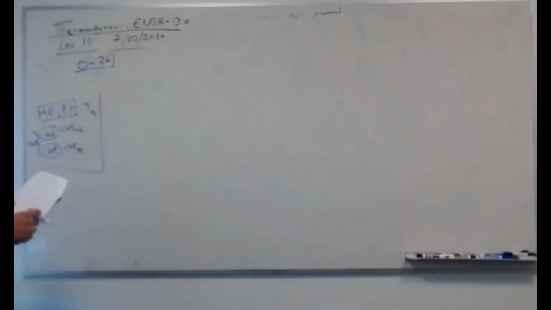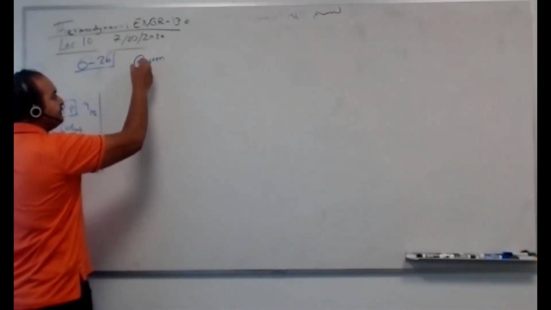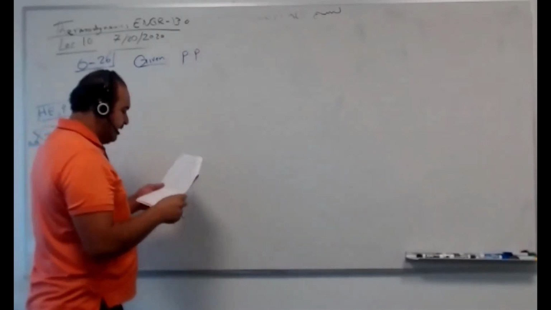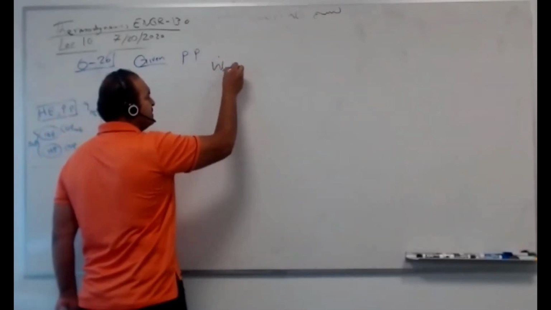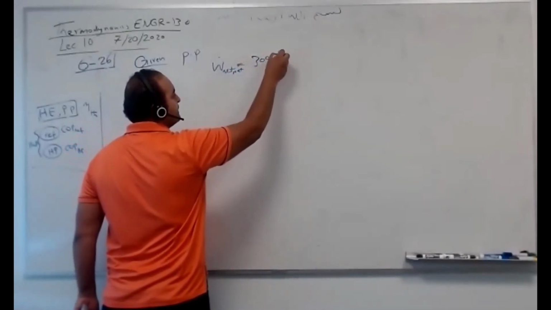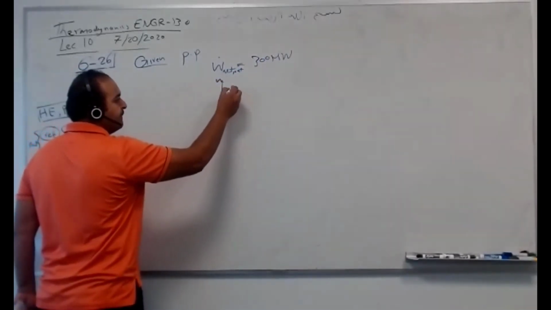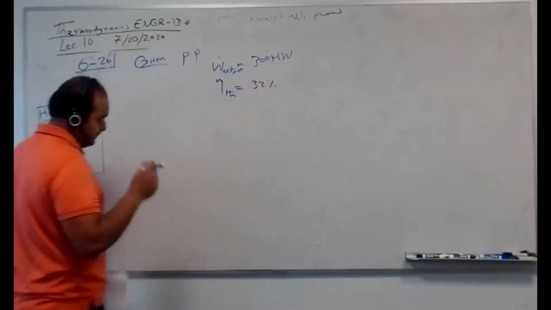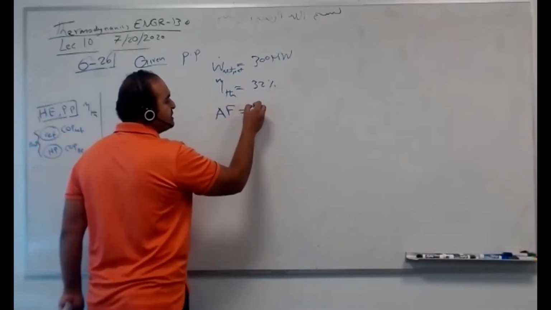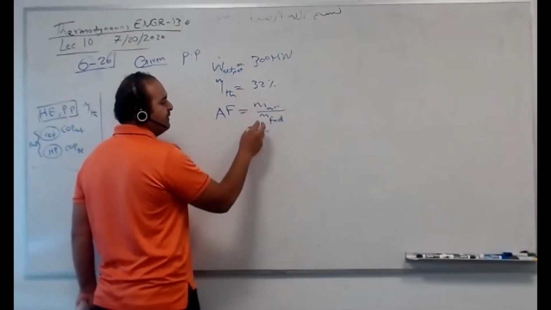Okay, 26. The given for you was a power plant, and I give you the work net out, which is the output, of course, from this: 300 megawatt, a kind of big power plant, with thermal efficiency 32%, 0.32. Air to fuel ratio, which is m dot air over m dot fuel, or m air over m fuel, equal 12.